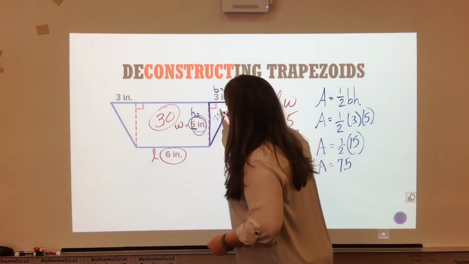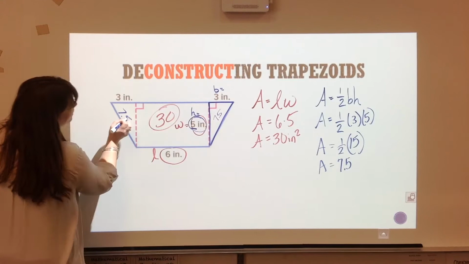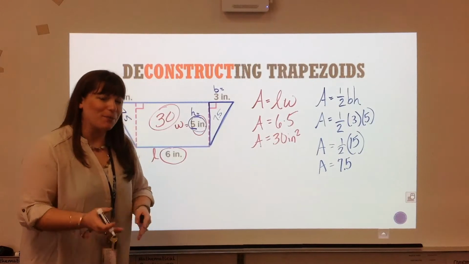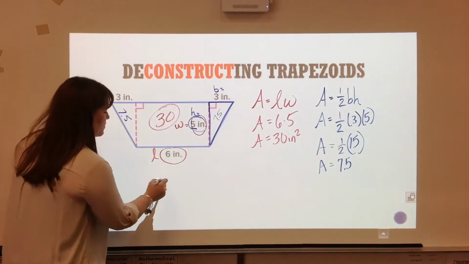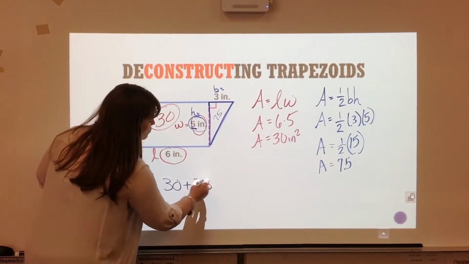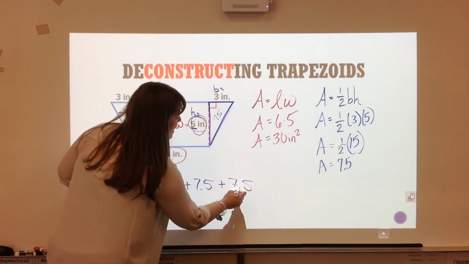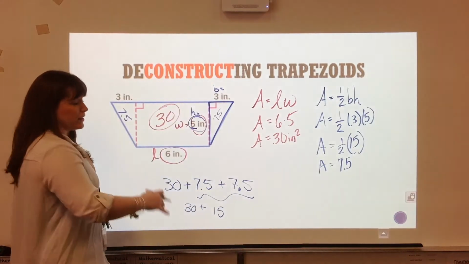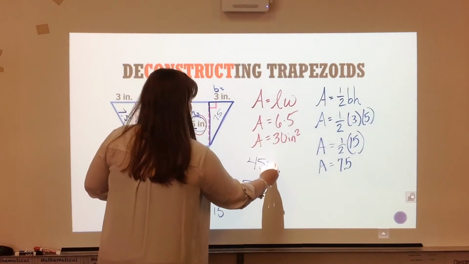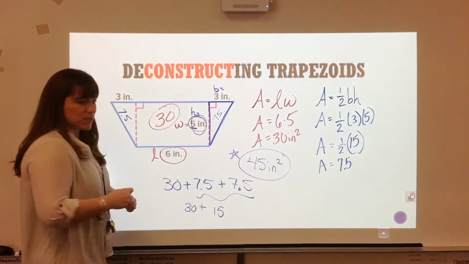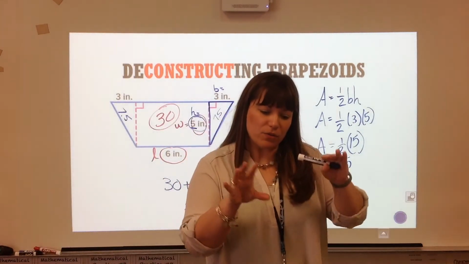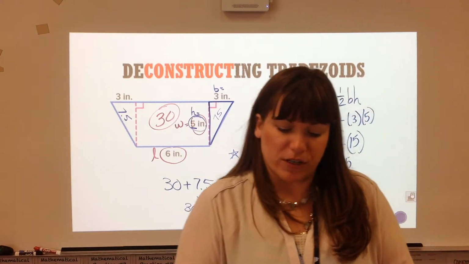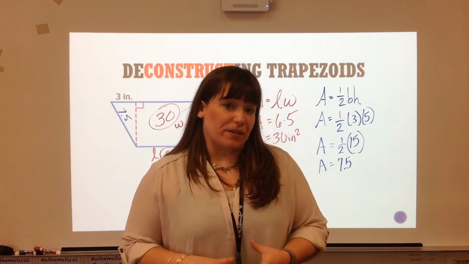So this guy is 7.5, this guy is 7.5, and then once we find the area of all the pieces, we have to put them back together and construct the trapezoid. So we will have 30 and then the two triangles, which are each 7.5. So this is 15 plus 30. The whole thing will be 45 inches squared. So I know there wasn't a whole lot of room to do that. Hopefully you found some room around the trapezoid and around that word deconstructing. And that is one way that you can find area of a trapezoid.